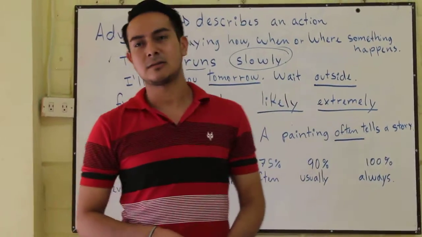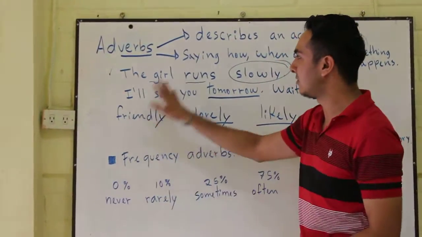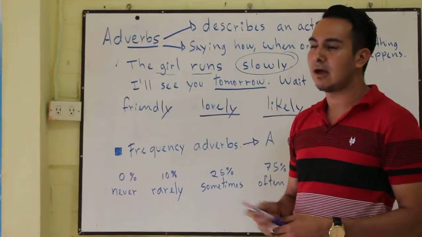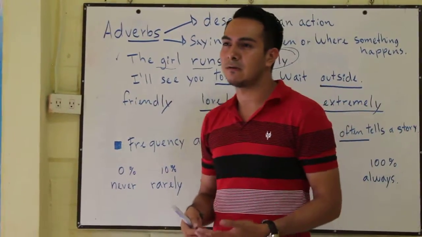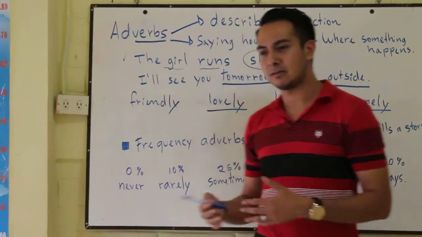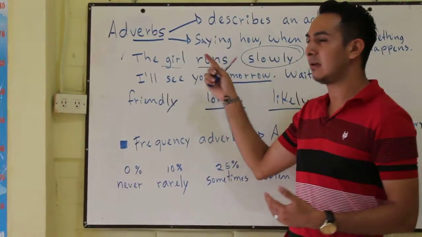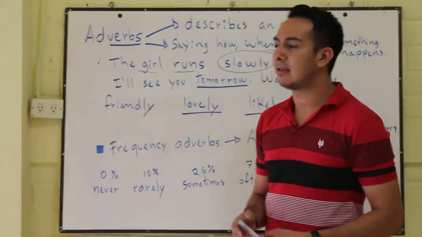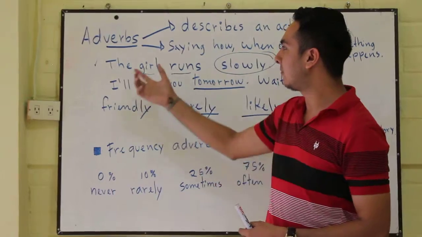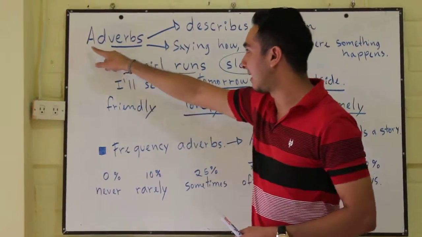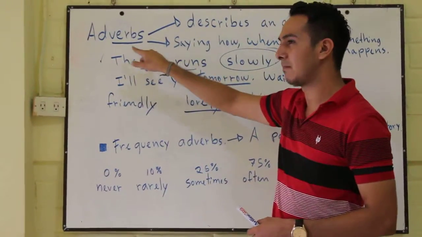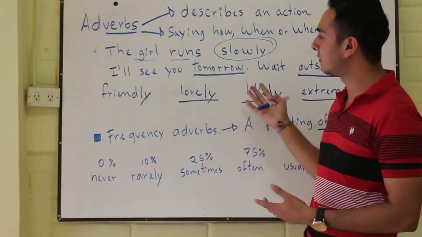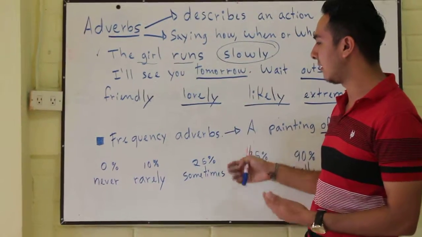And this is a simple explanation about how to use and how to identify an adverb. An adverb is almost confused with an adjective, because an adjective describes a noun. An adjective describes a noun. But the way that we can identify an adverb is that an adverb describes a verb, and this is how to identify it and how to use it.